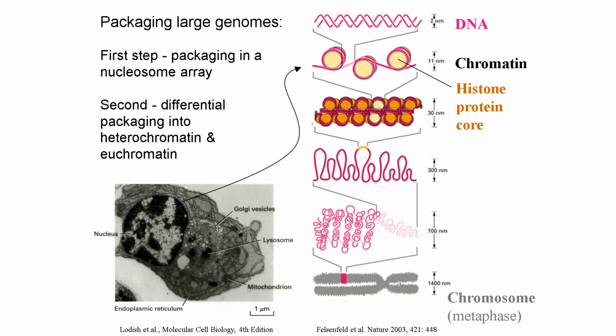DNA is first organized into nucleosome arrays, then differentially packaged into euchromatin and heterochromatin depending on gene activity. This figure also summarizes chromatin compaction. Linear DNA is wrapped around histones to form nucleosomes. These organize into chromatin fibers, which are further folded and looped into condensed metaphase chromosomes, visible during cell division.